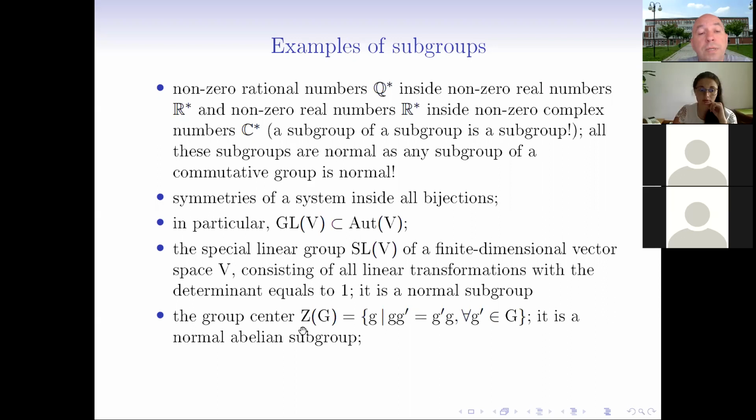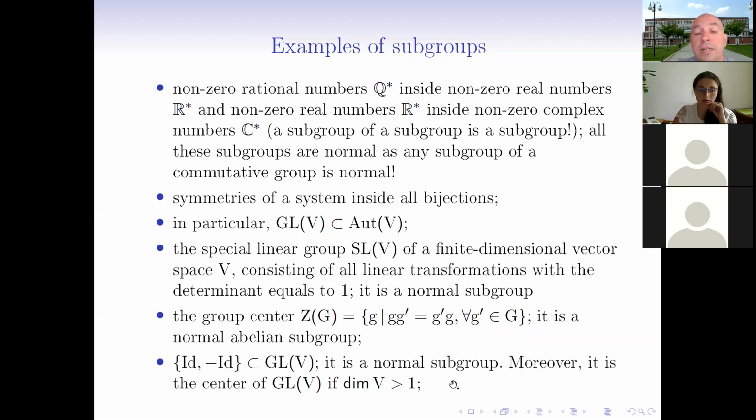So the group center Z of G: let's take an arbitrary group G and consider the set of elements g inside G which commute with all elements in G. This is called the group center of G. And this is a normal abelian subgroup. The conjugation will not change elements from Z of G, if you look again at the definition of conjugation. And if you take the subgroup which consists of identity and minus identity, or 1 and minus 1, inside GLV, it's again a normal subgroup. And in fact, if the dimension of V is greater than 1, this normal subgroup is indeed the center. So it's the previous example.